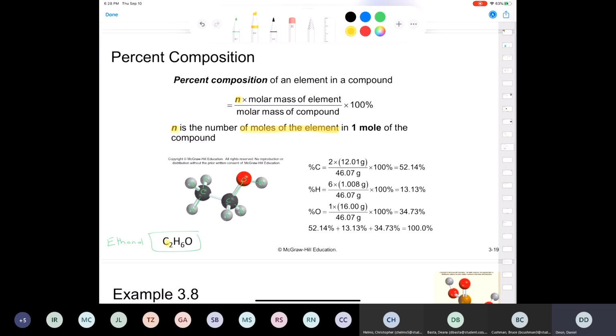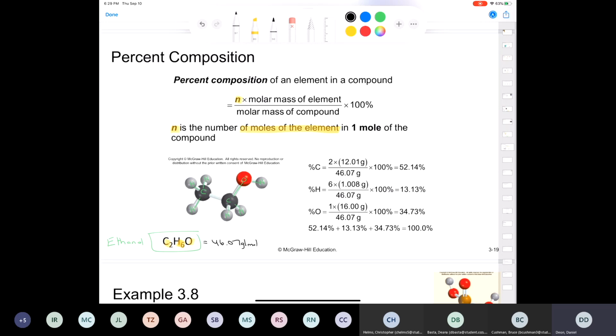2 carbon atoms, 2 times 12.01. You'd add up the mass of 6 hydrogens, 6 times 1.008, okay? And then you'd add up the mass of an oxygen, 16. When you tally all that up, you'd end up with a mass which is 46.07 grams per mole.